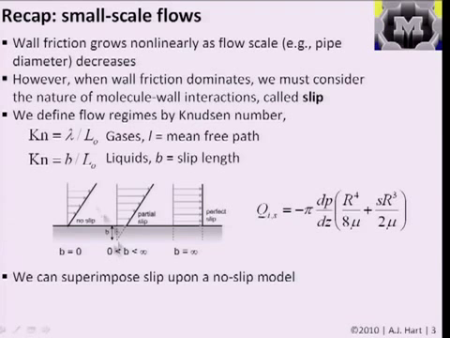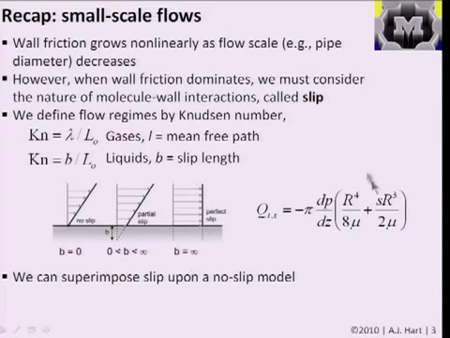And this slip length was captured in an expression for the flow rate through a pipe, and our notation was that this was for incompressible but slip flow, and we had S equal to b for liquids, and S was related through an expression to the mean free path, which also took into account the amount of momentum transfer between the molecule and the wall. And here we saw that we could superimpose the case of slip upon the no-slip model.